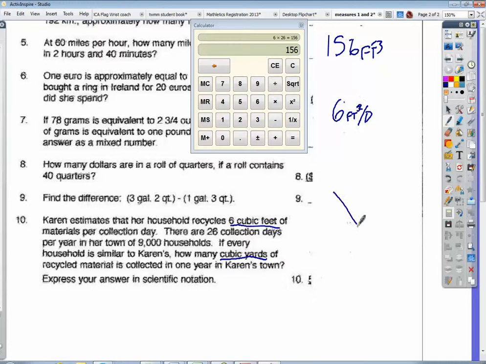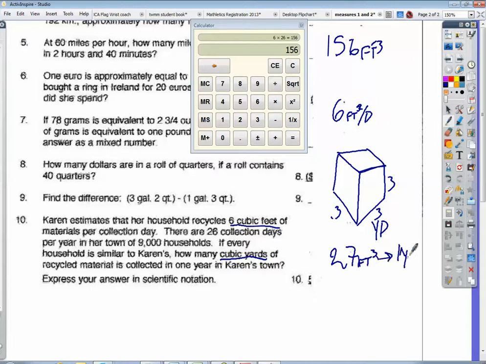So that's going to get to my conversion problems. So this is a yard. How many feet in a yard? There are 3. So 3 feet, 3 feet, 3 feet. So there are 27 cubic feet in 1 cubic yard.